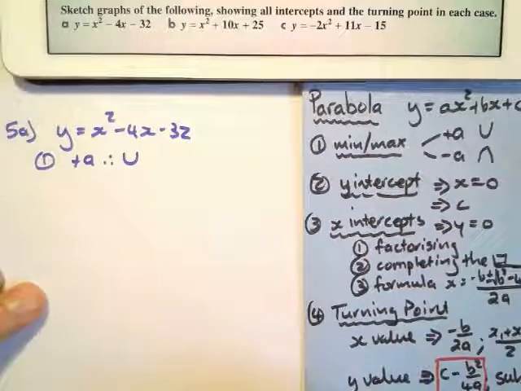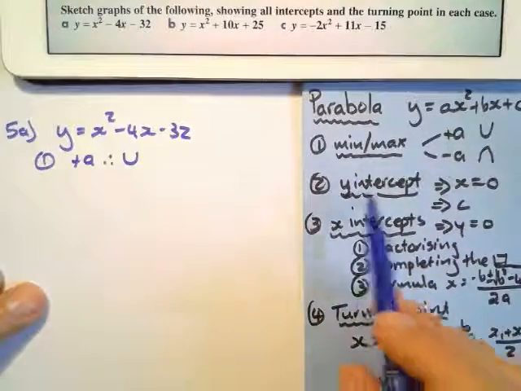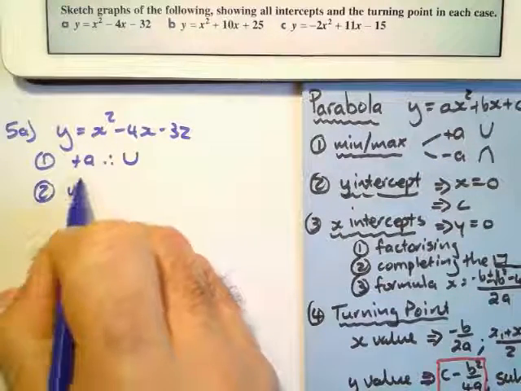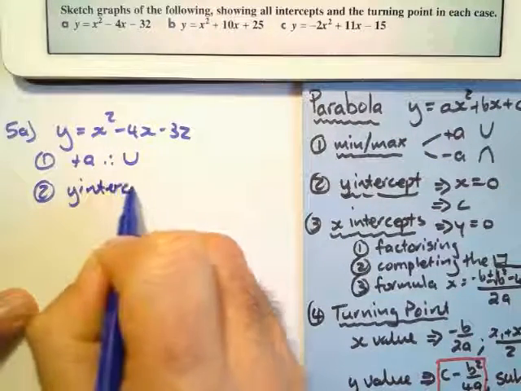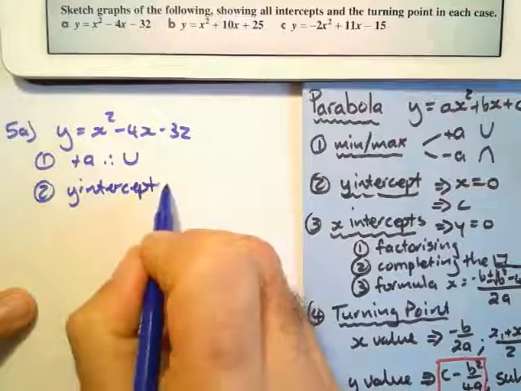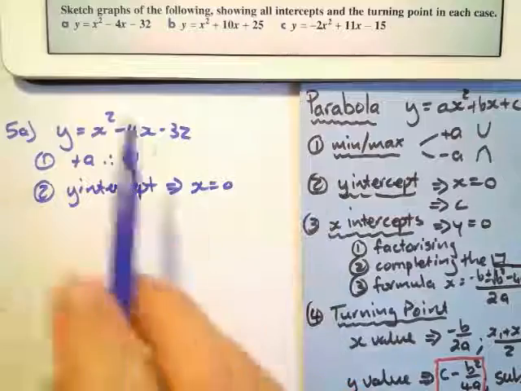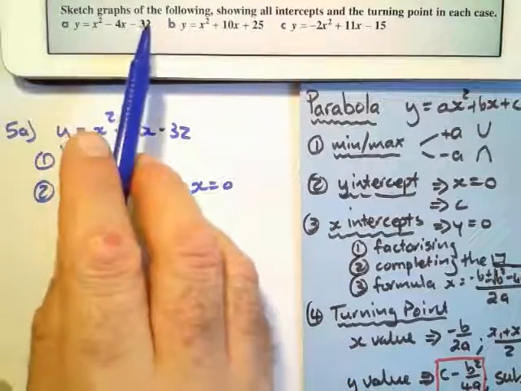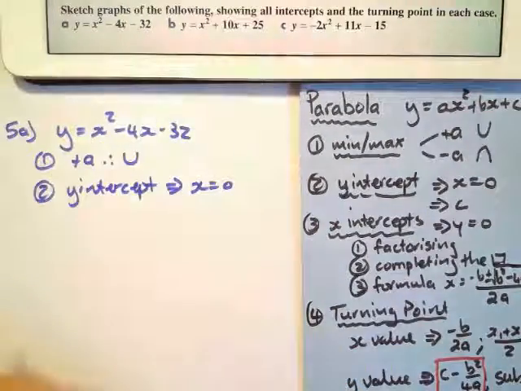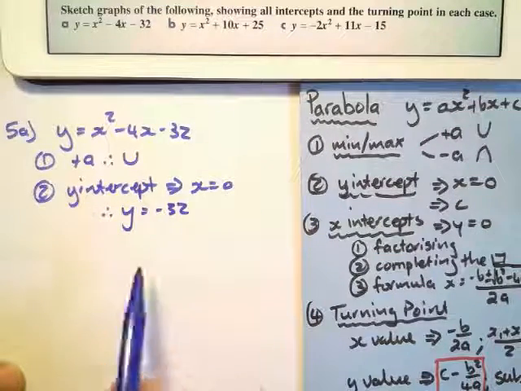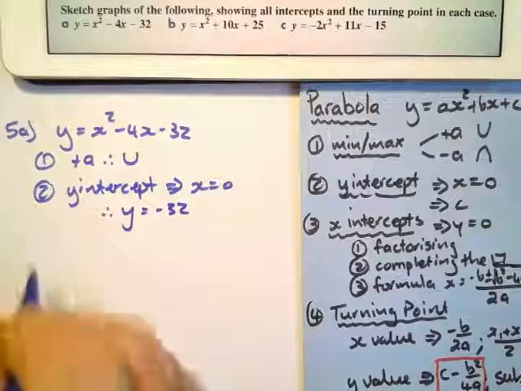Second one is my y-intercept. It is good if you write down what you're doing. Y-intercept is where x is 0. Now remember we said when x is 0, y is always the c value, which is minus 32. Therefore, y equals negative 32. You don't have to show any working there.